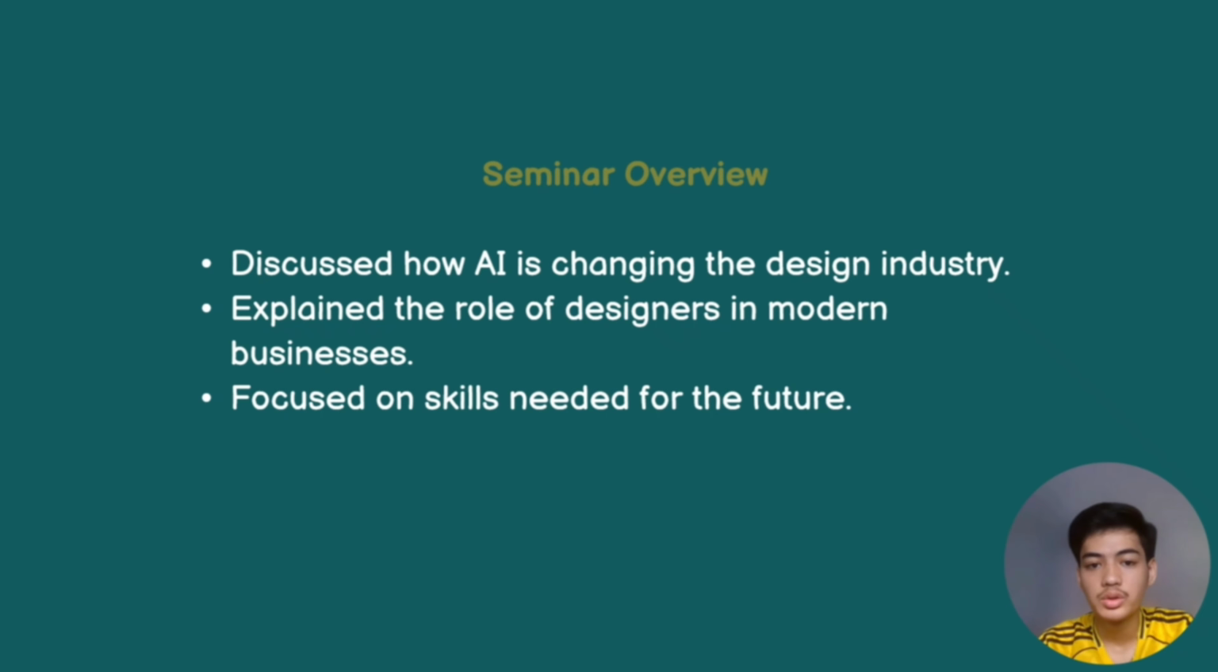Moving on to the seminar overview. In this session, we cover three main pillars. First, we discussed how AI is changing the design industry. It's shifting from being just a tool to being a collaborator. Second, we explain the role of designers in modern business. As AI takes over production, designers are becoming more strategic. Third, we focus on the skills needed for the future. We look at what humans need to learn to stay relevant alongside this new technology.